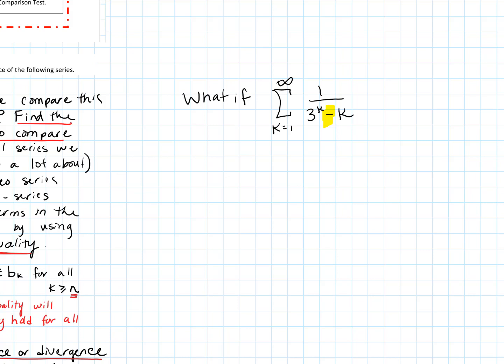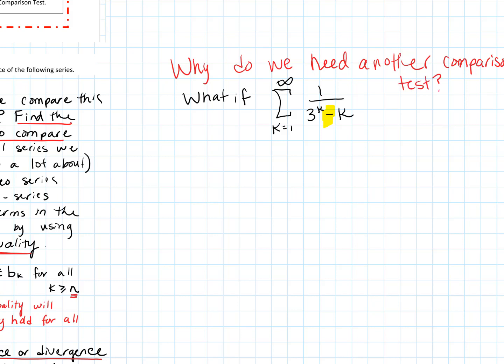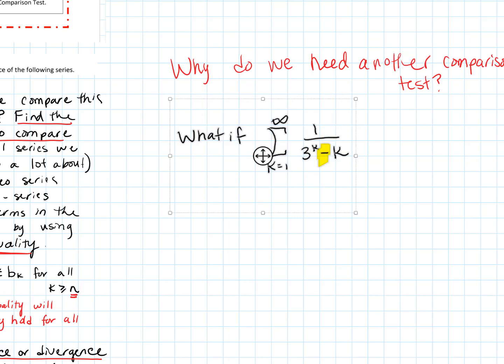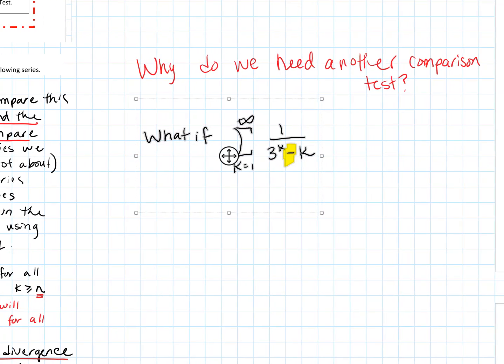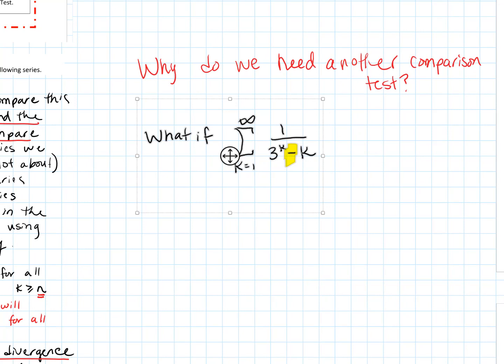On this particular one, I want to motivate the reasons for why we might want another test. So why do we need another comparison test? The next video is going to be all about a second comparison test called the limit comparison test. But why would we even need that? If we have the comparison test, it works nicely. Why do we need another comparison test? What if we had this little minus?